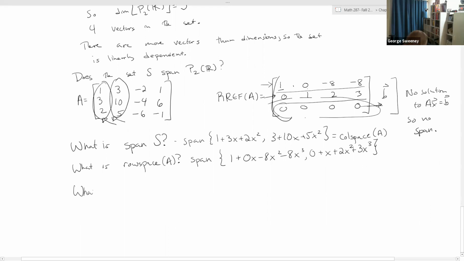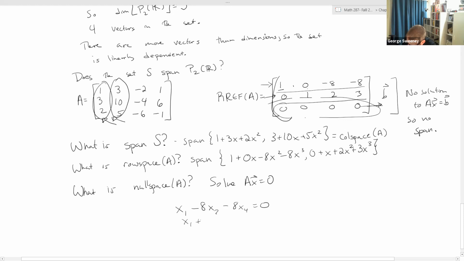And then we've got what is the null space of A. So we're going to solve AX equals 0, right? And we'll use the RREF just like we've done before. But I'm not going to use the polynomials right now. I'm going to write it as x1 minus 8x3 minus 8x4 equals 0, right?